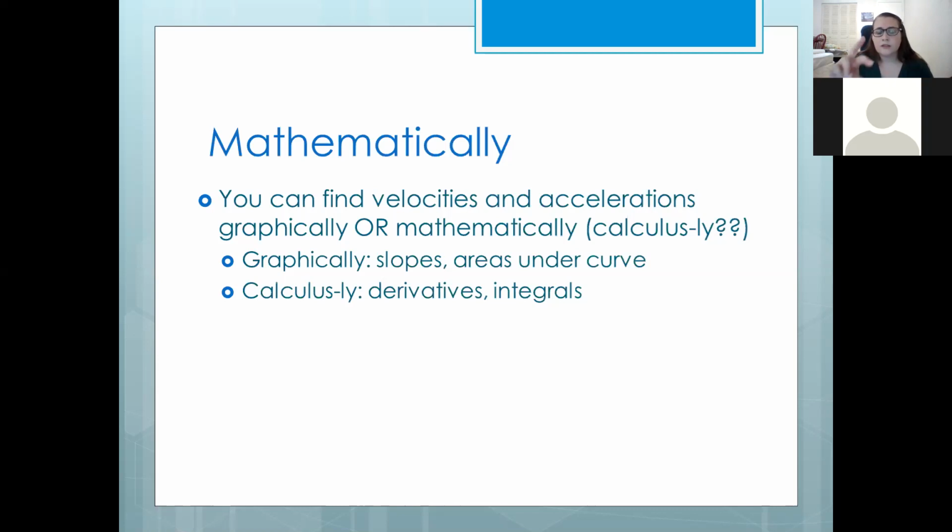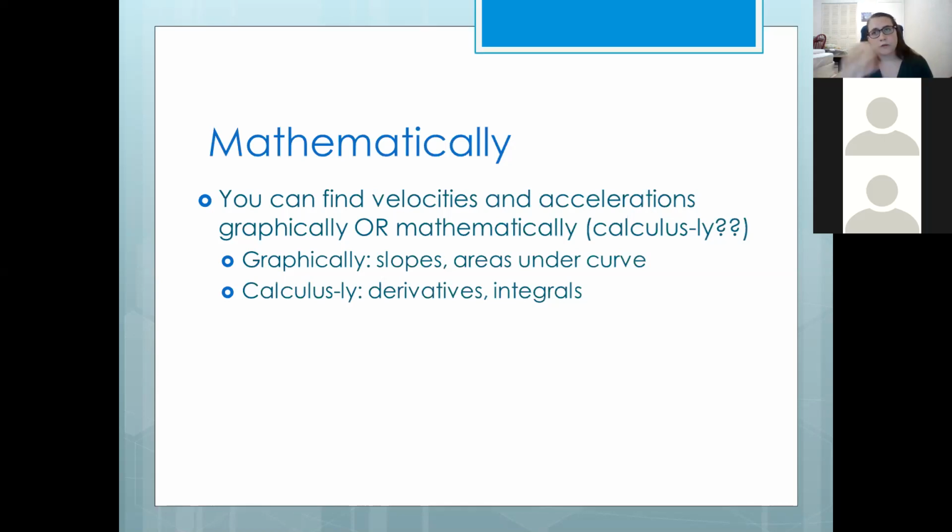So those ideas, area under a curve and integral, are new for this class. You may have seen them before if you took calculus in high school. But even if you didn't, hopefully by the end of today, you'll get a little introduction to those things.